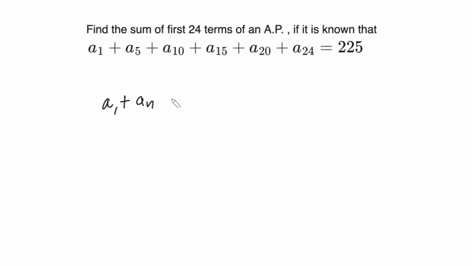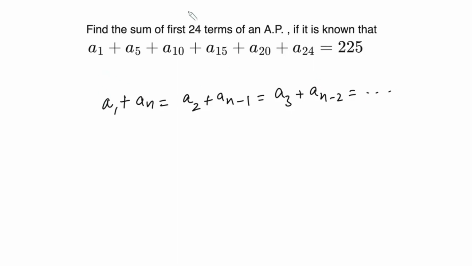So we know one fact: in any AP, the sum of the first term and the last term, the sum of the second term and the second last term, the sum of the third term and the third last term, and so on, they are equal.